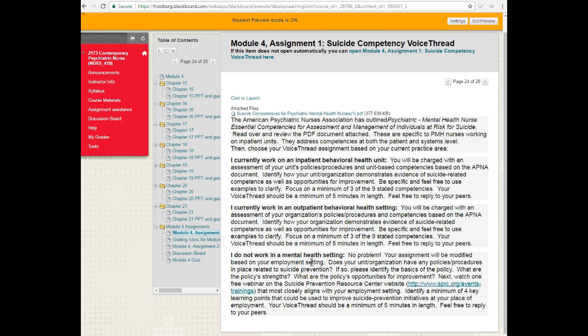If you do not currently work in a mental health setting, no problem, no worries. Your assignment is modified based on your employment setting, and you have a specific set of instructions that is given for you. Now, please make sure that you identify which of these is appropriate for you and then follow the instructions that are provided. If I go into each of these in this tutorial, I'll be here for 20 minutes, and I bet you have better things to do, like get outside and have some fun and play with your dog and do all of those things.